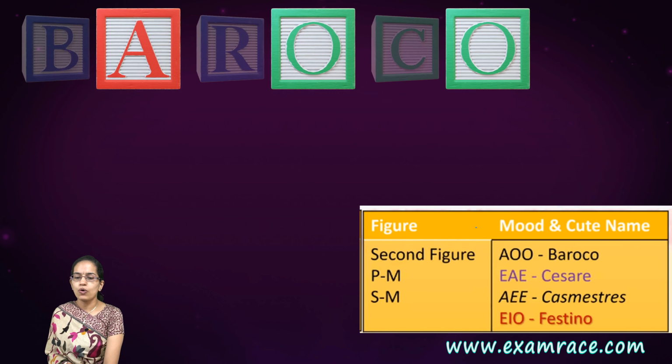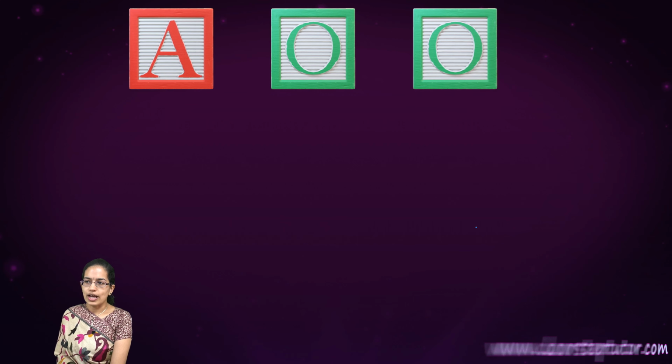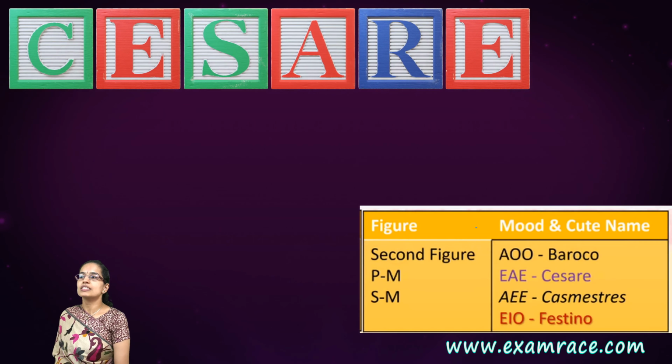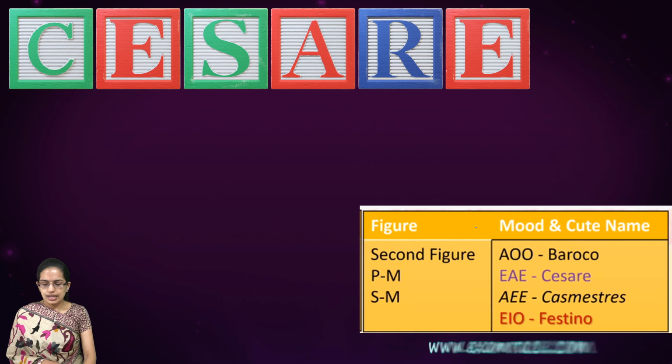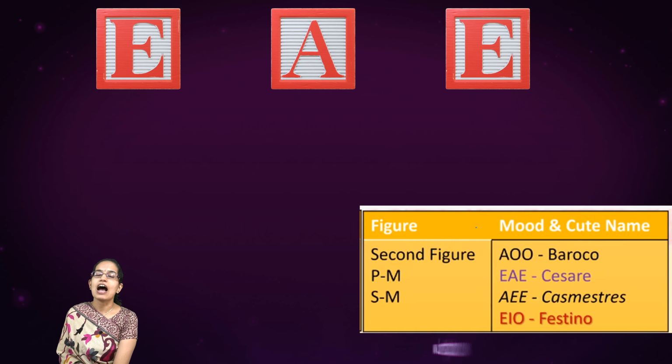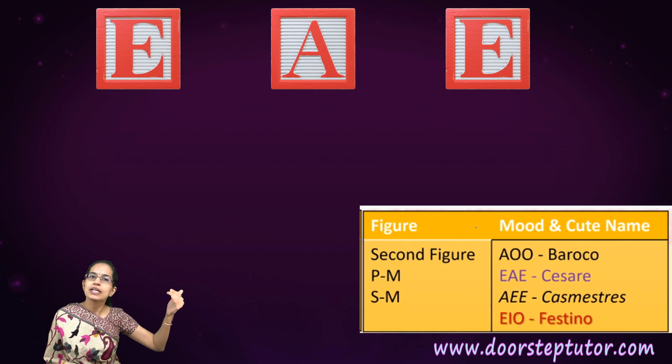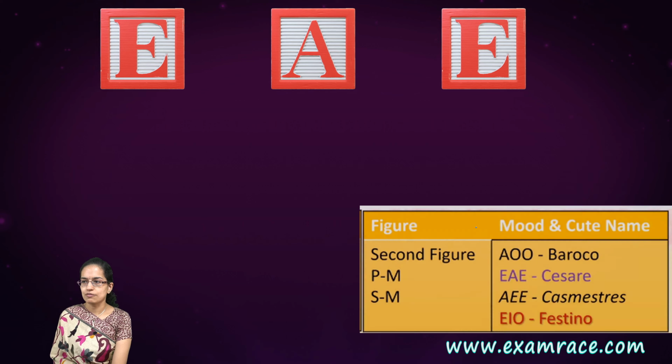So AOO, which is Baroco, is the one that we remember, and this is figure 2. The next figure 2 is Cesare. Now Cesare, again I remove the consonants. I have EAE, figure 2. Figure 2 means you would have the middle term towards the end, that would be seen.